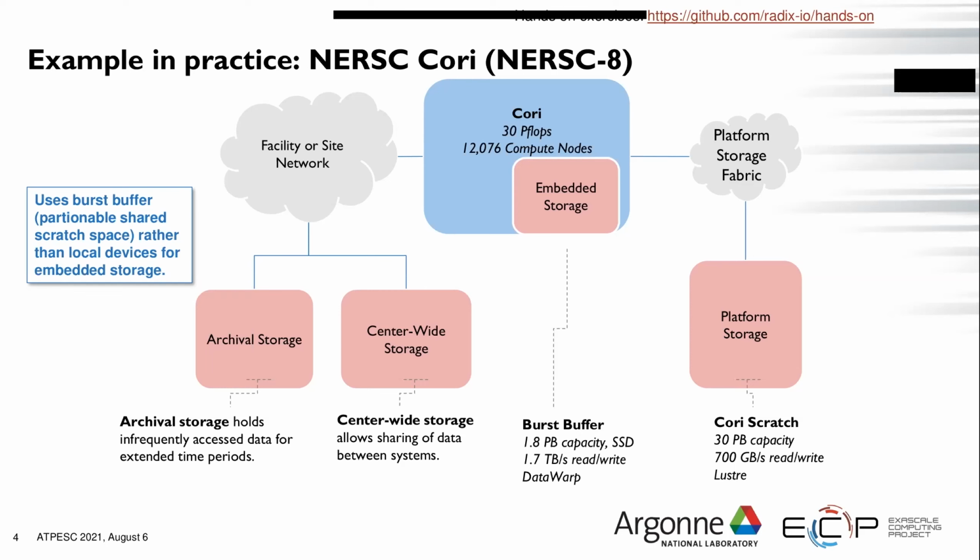Cori has what's called a burst buffer. A burst buffer can be shared between compute nodes, but you allocate it with your job. It's a temporary scratch pad that's considerably faster than the platform storage. And you allocate that with your job and you get a dedicated slice of the burst buffer.